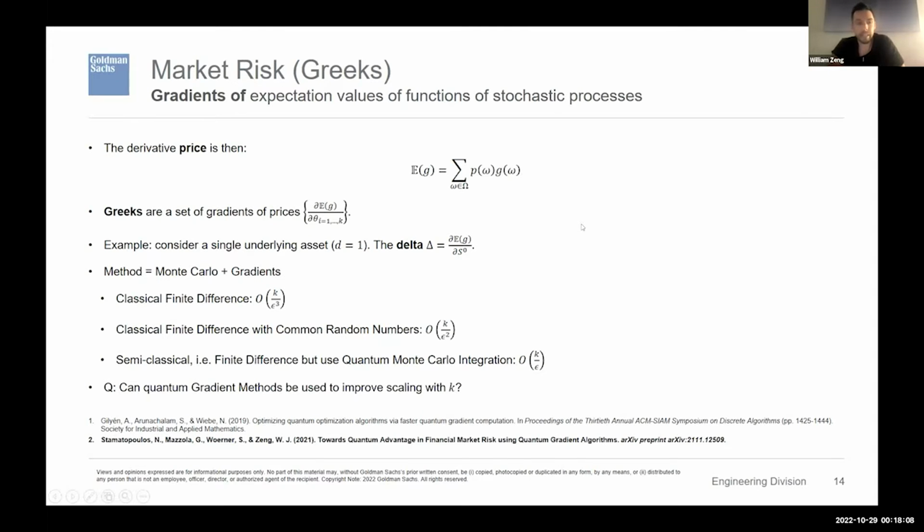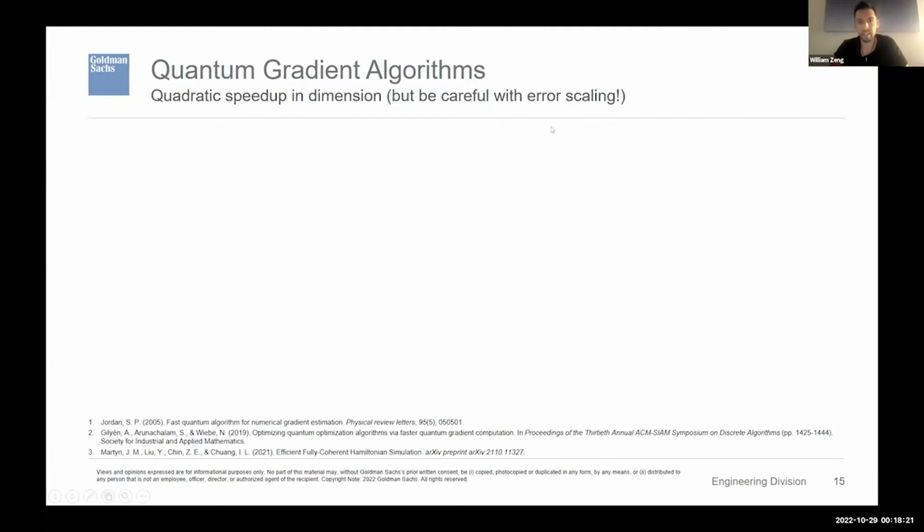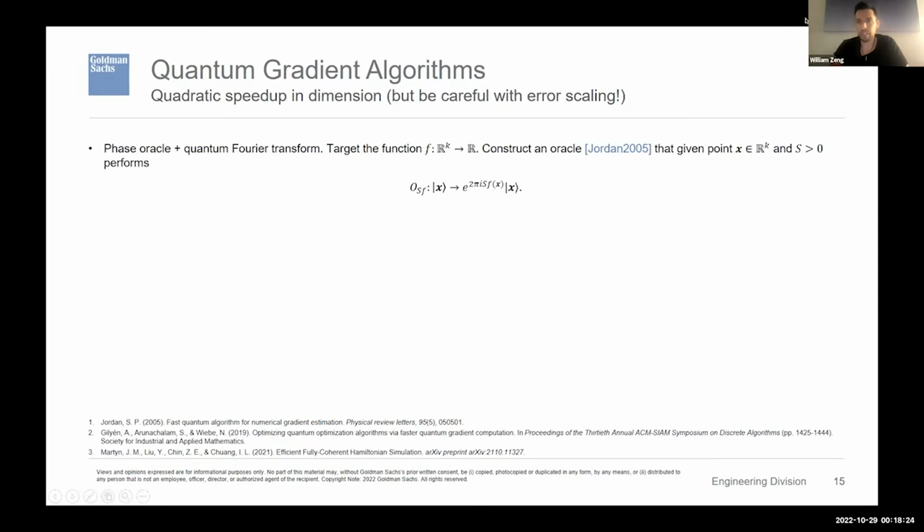But you might ask, can you use some quantum gradient algorithms to improve the scaling with k as well? And the answer is yes, but a little bit subtle. So just a short reminder on quantum gradient algorithms. Broadly, the trick here is a combination of a phase oracle and the quantum Fourier transform. Let's say we've got some function from R^k to R. Jordan showed in 2005 that if you're given some point x that you want to take the gradient around and some s, then you want to start with some oracle like this.